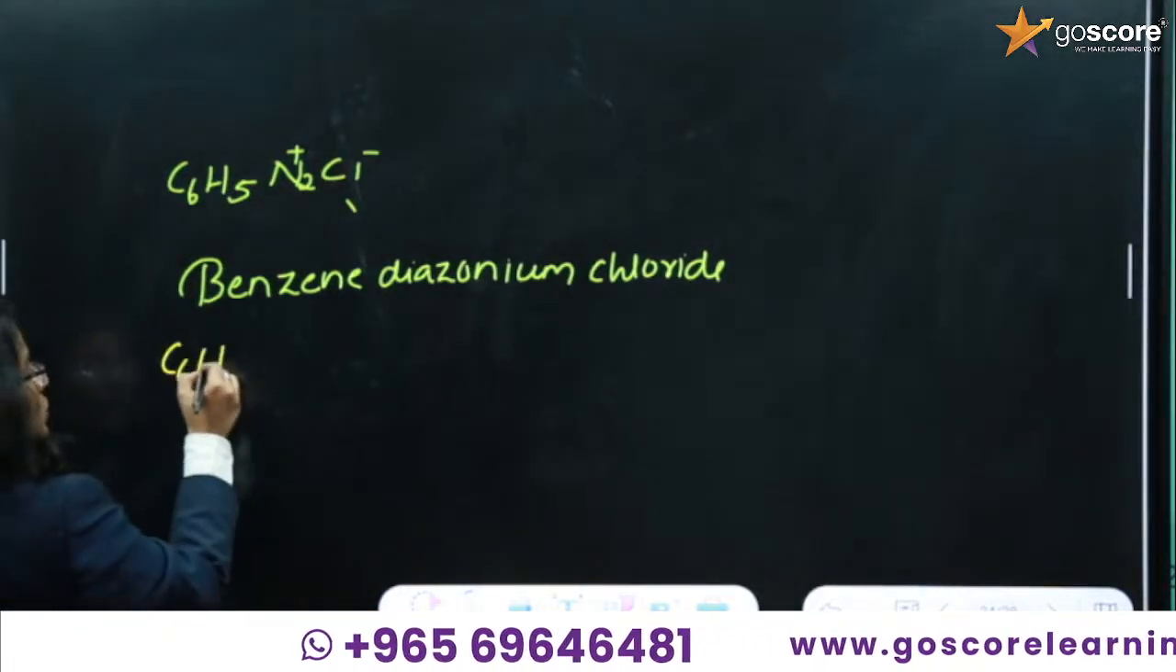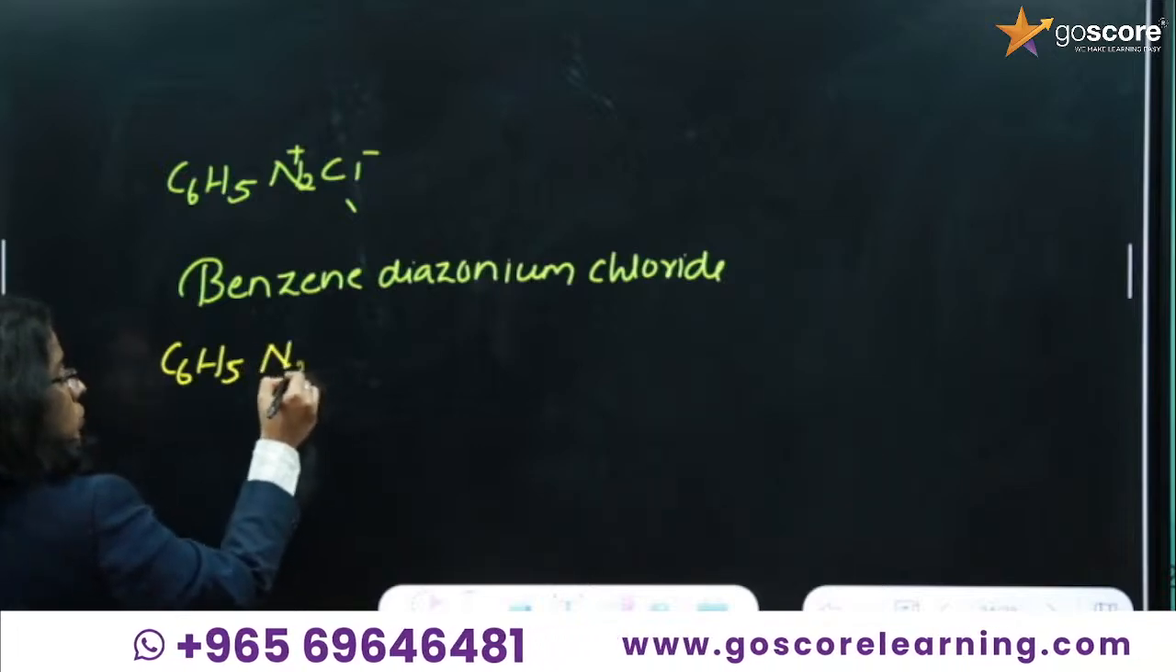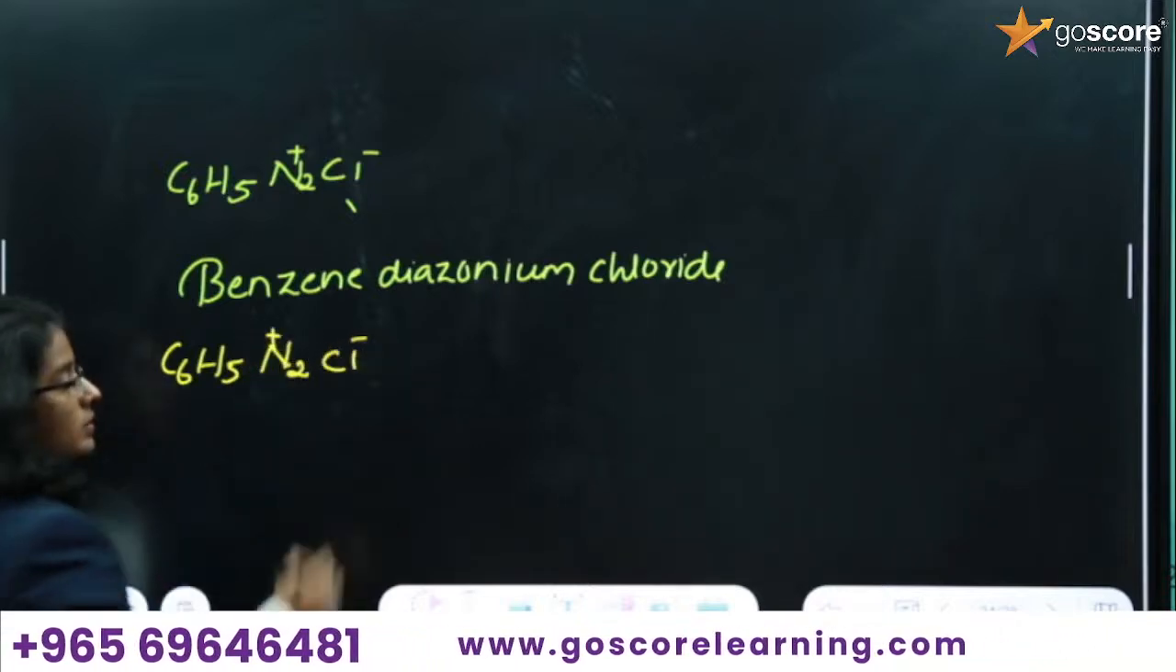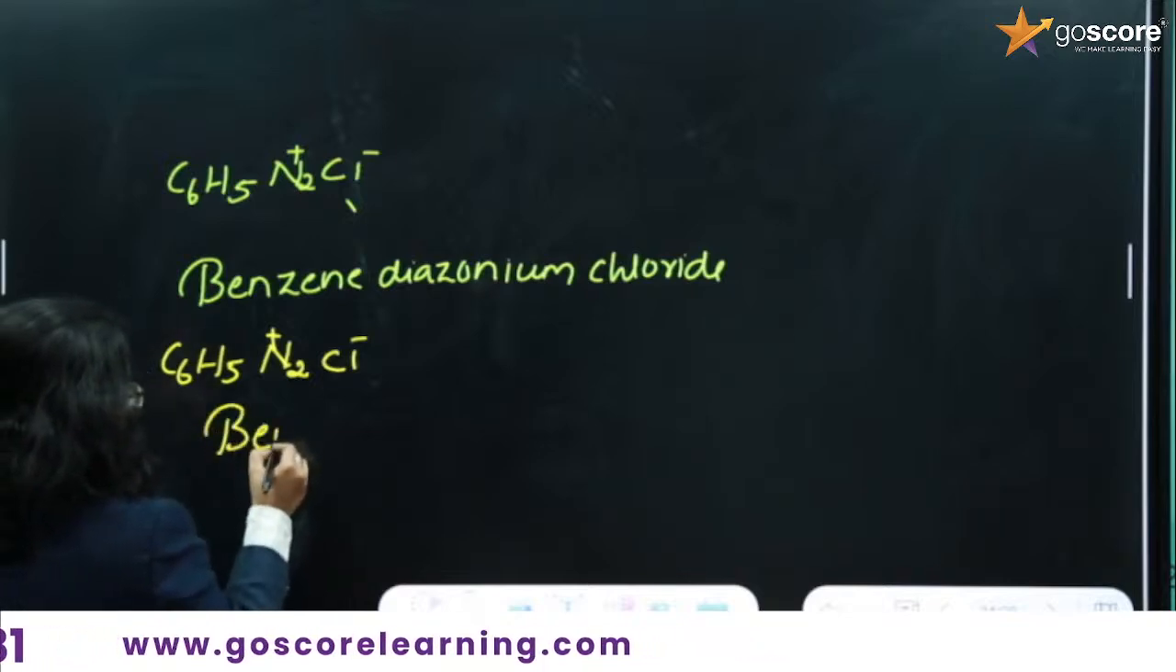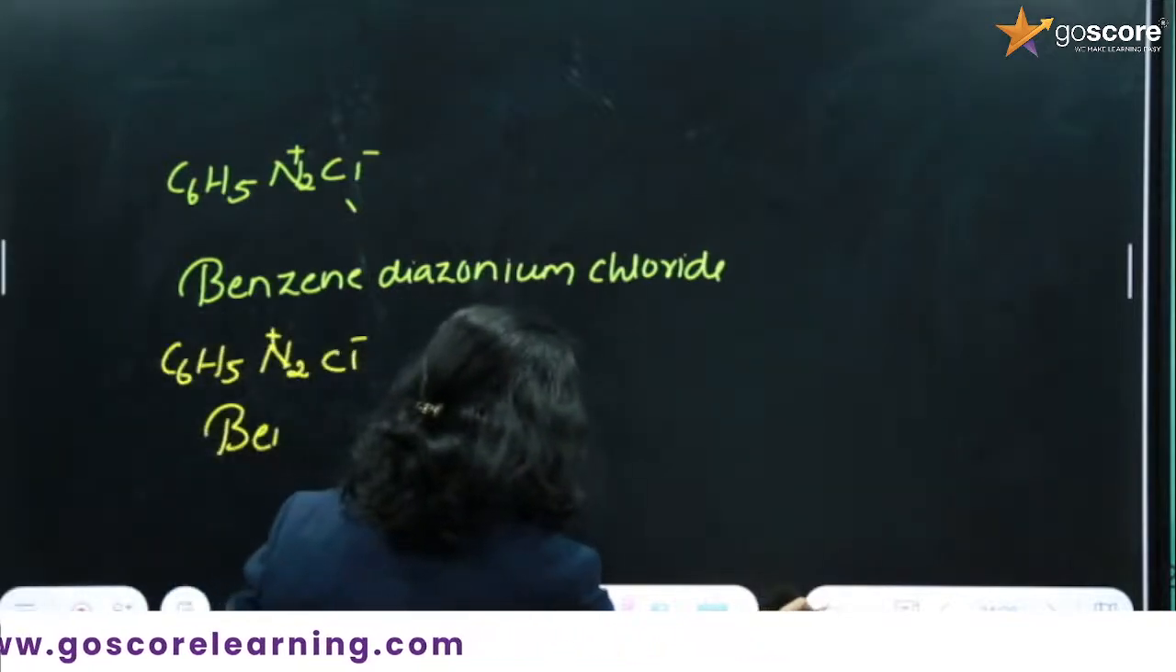Next one is C6H5 N2 plus Cl minus. So it is benzene. So the same I wrote.